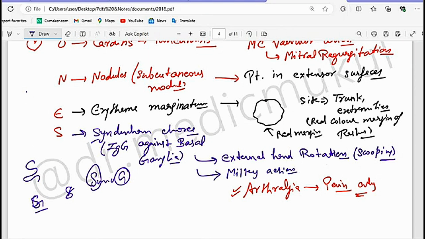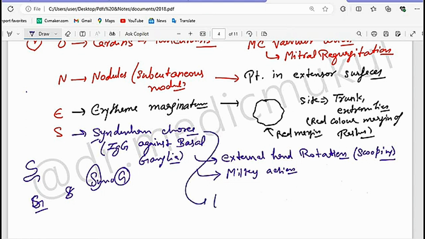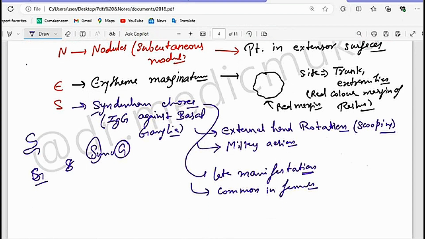Both of these are late manifestations. The important thing you have to remember is that if the patient has Sydenham chorea, this is a late manifestation, and it is more common in females. With the milkmaid's grip, the patient alternately squeezes and releases, squeezes and releases.